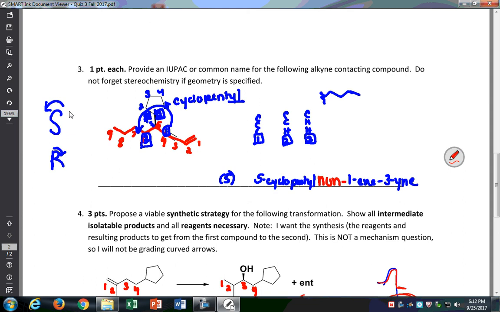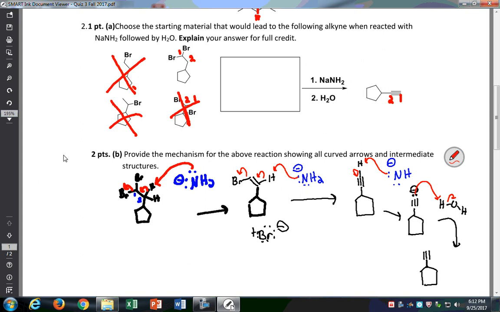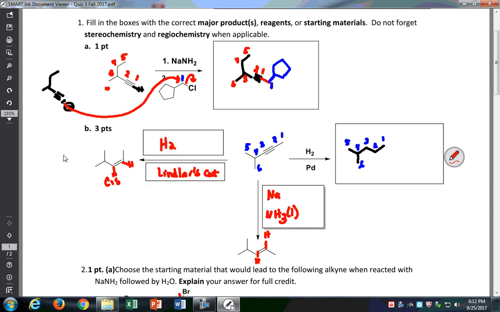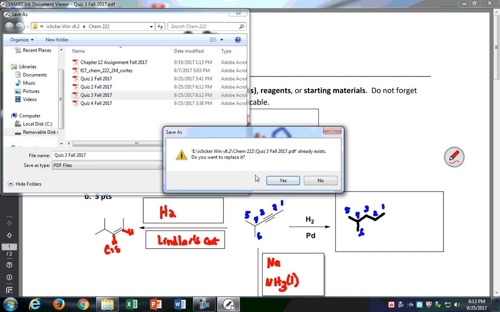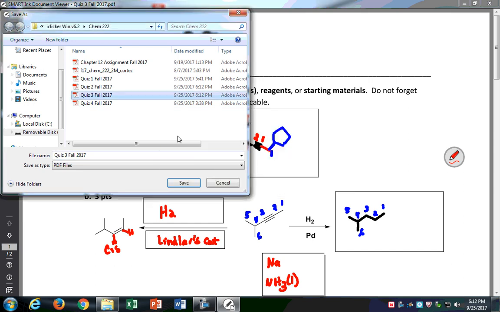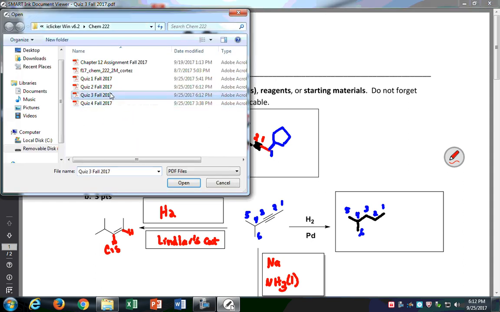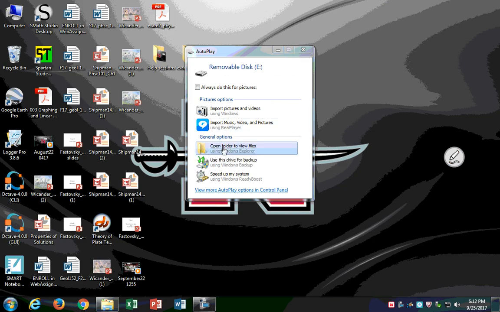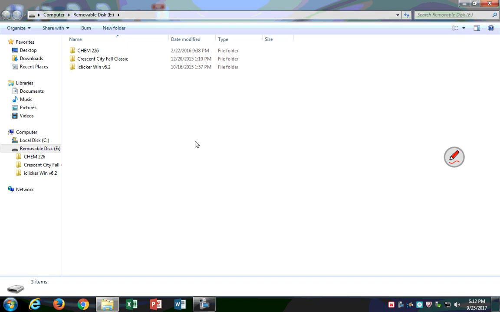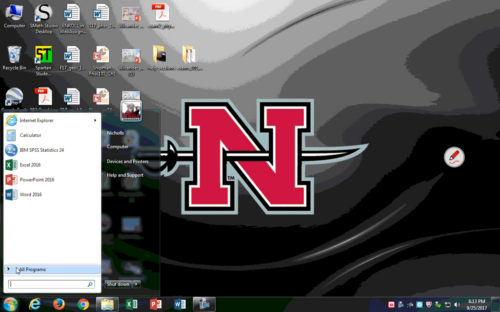Quiz 3. Wait, we just did quiz 3? No. Why didn't it open quiz 3? Oh no. I think I just replaced quiz 3. I did replace quiz 3 with quiz 2. Let's go through quiz 4 and then I'm going to go get quiz 3 from my computer, because I need it in PDF form, otherwise I can't open it.